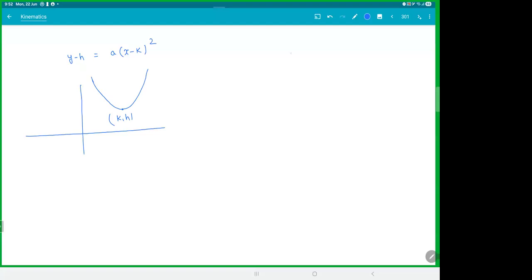The same thing you can play with the other one also. If you have something like y minus 2 whole square is equal to a into x plus 1. Now, this is a horizontal parabola. See what happens there. When x is equal to minus 1, y is equal to plus 2. So someone took the horizontal parabola and they shifted it left and up.